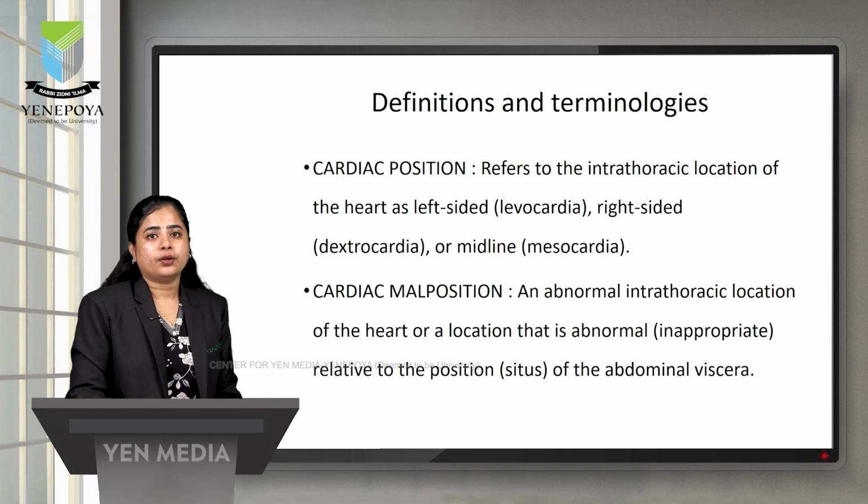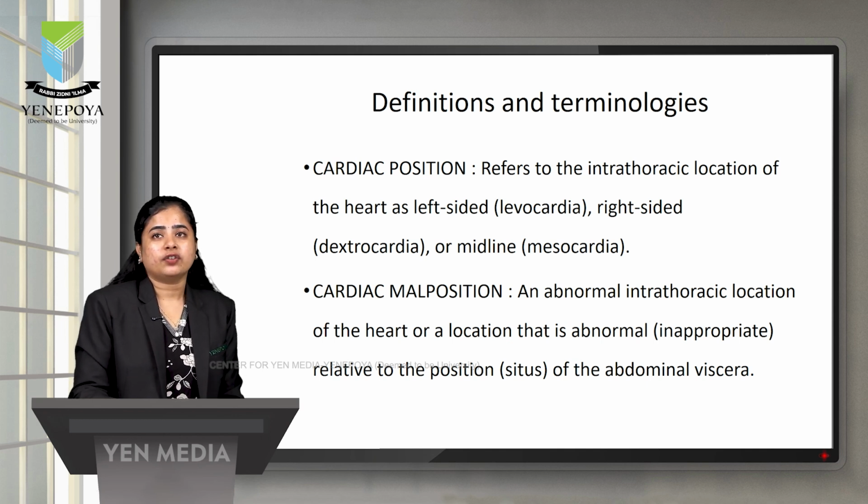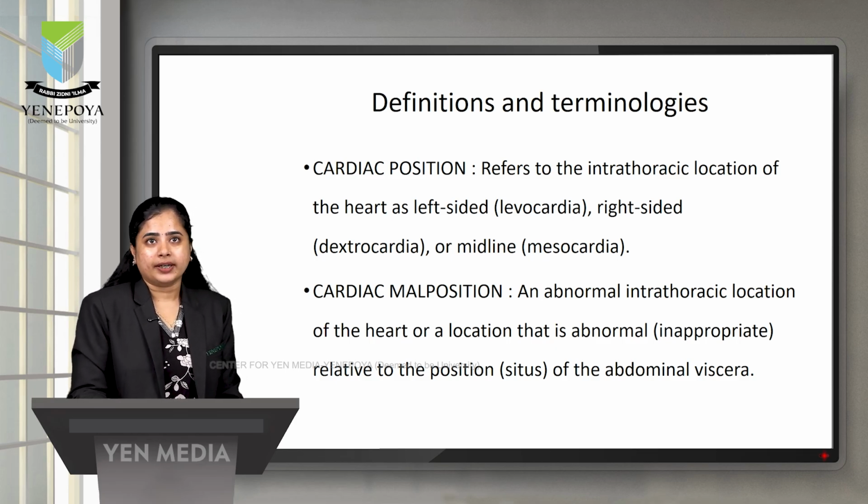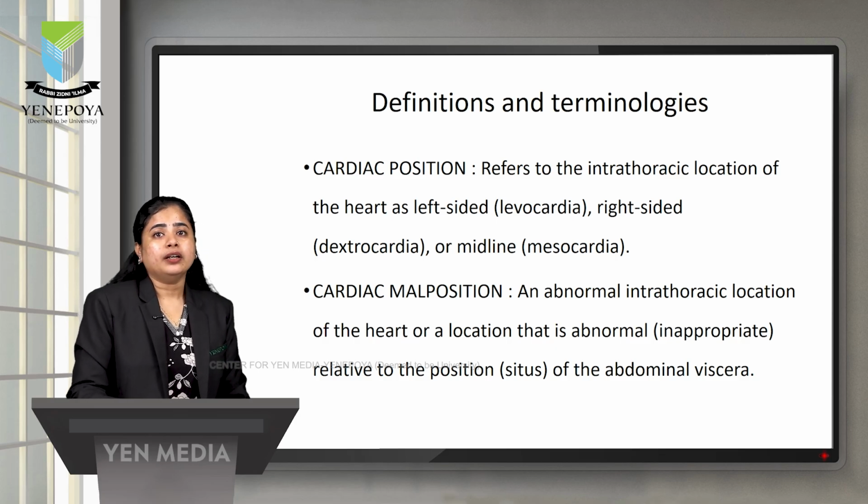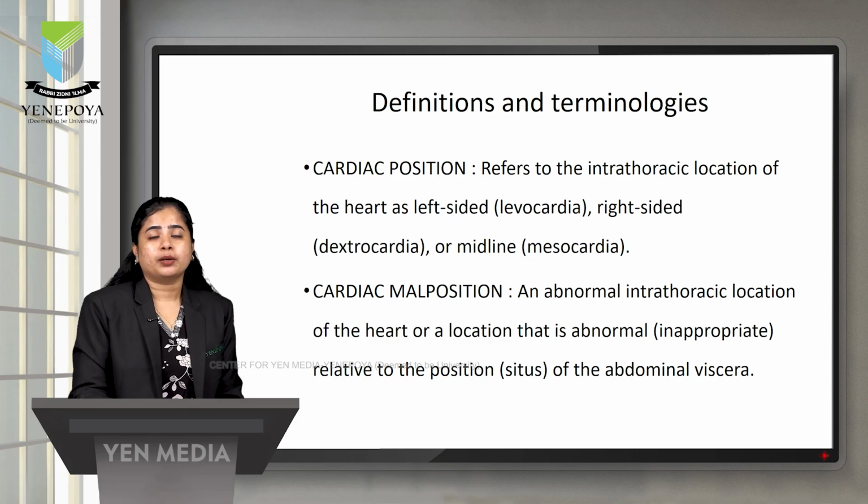So coming to the definitions and terminologies, what is cardiac position? It is nothing but the normal cardiac location, the location of the heart inside our intrathoracic cavity. It can be normal, which is also called Levocardia, that is left-sided, or dominantly on the right side, which is called Dextrocardia, as well as if it is positioned in the midline, it's called mesocardia. So what is cardiac malposition? It is nothing but the abnormal intrathoracic location of the heart, or the location that is abnormal relative to the other thoracic organs.